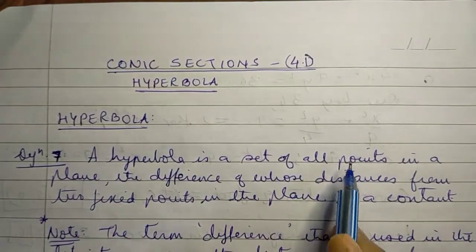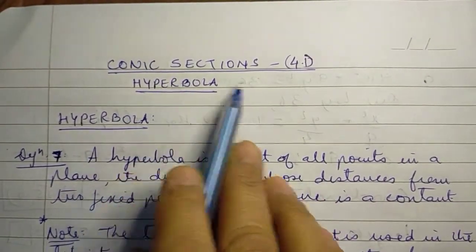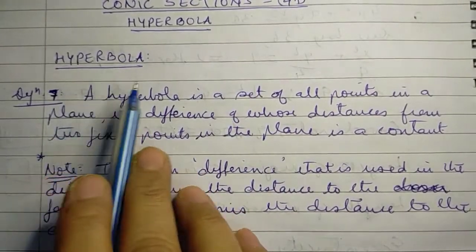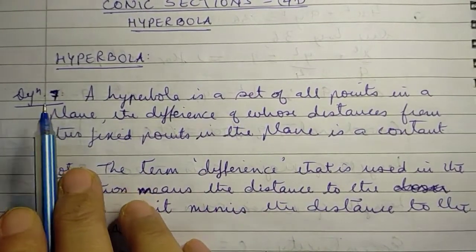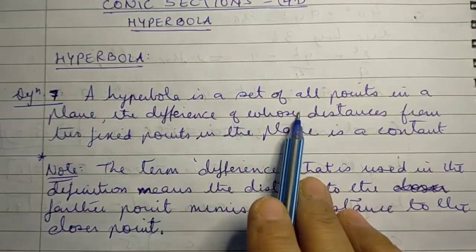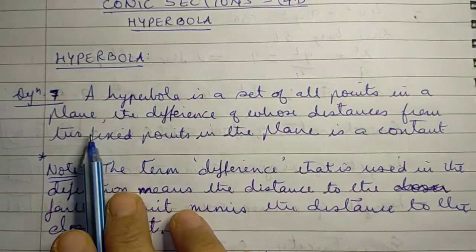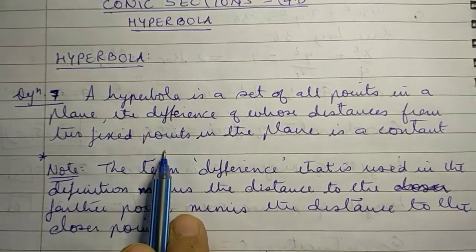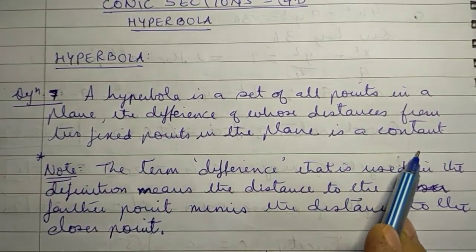Hello students, let us take up the next kind of conic section, which is hyperbola. So we'll first consider the definition of a hyperbola. A hyperbola is a set of all points in a plane, the difference of whose distances from two fixed points in the plane is a constant.